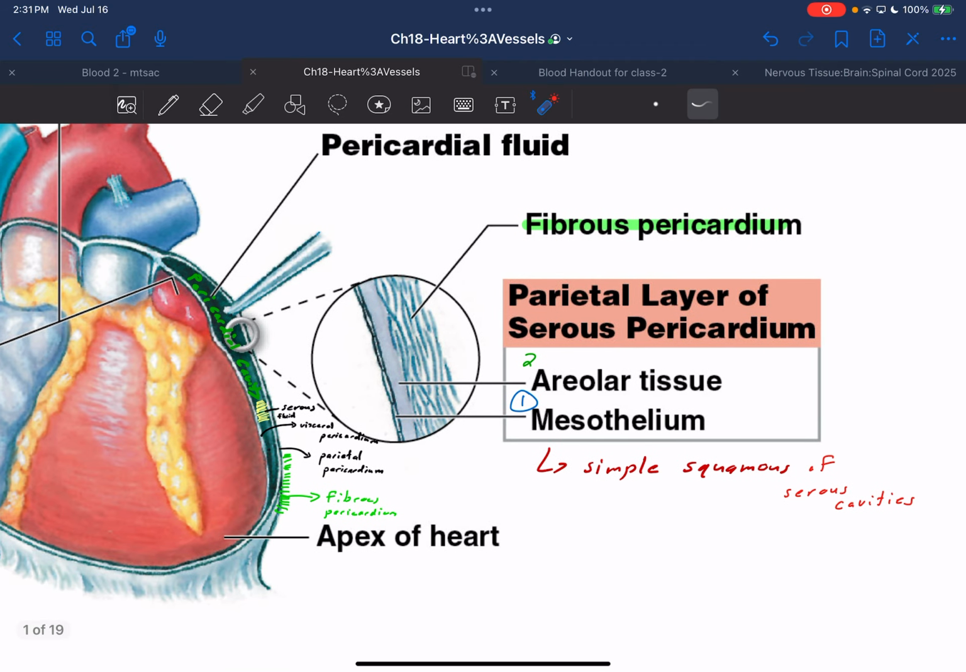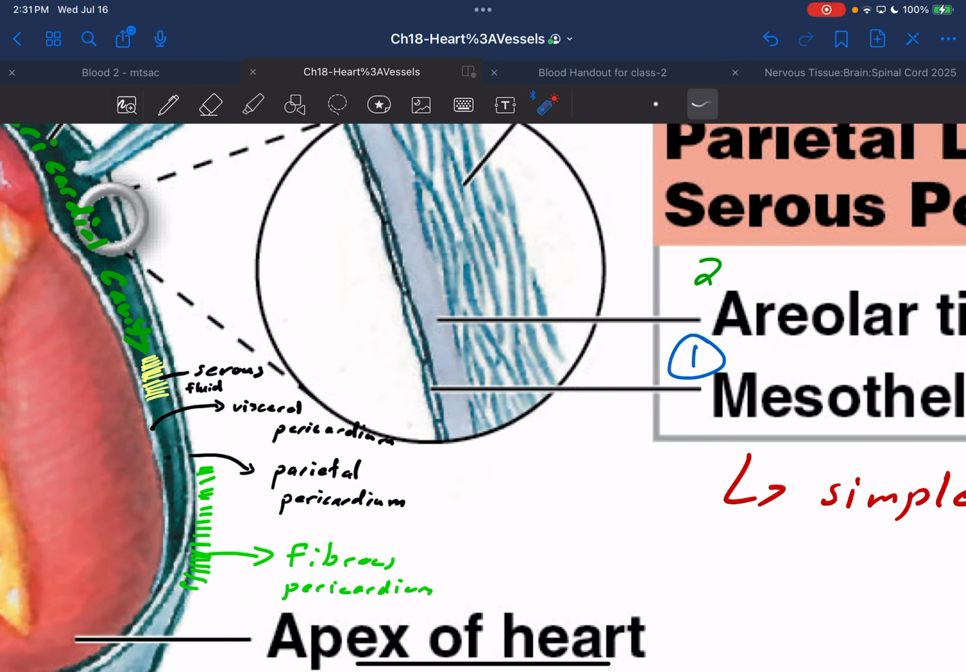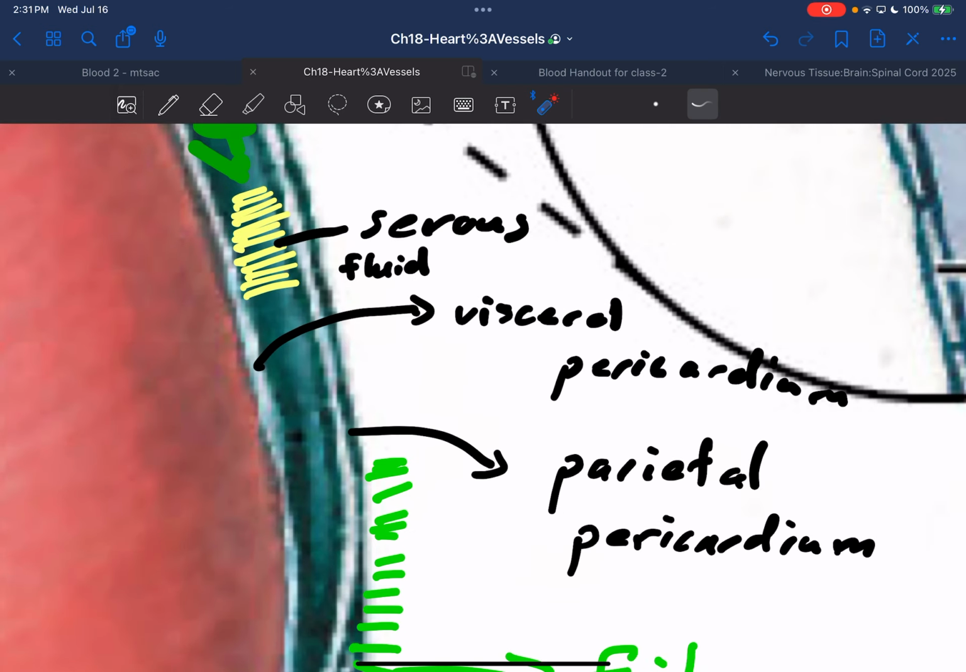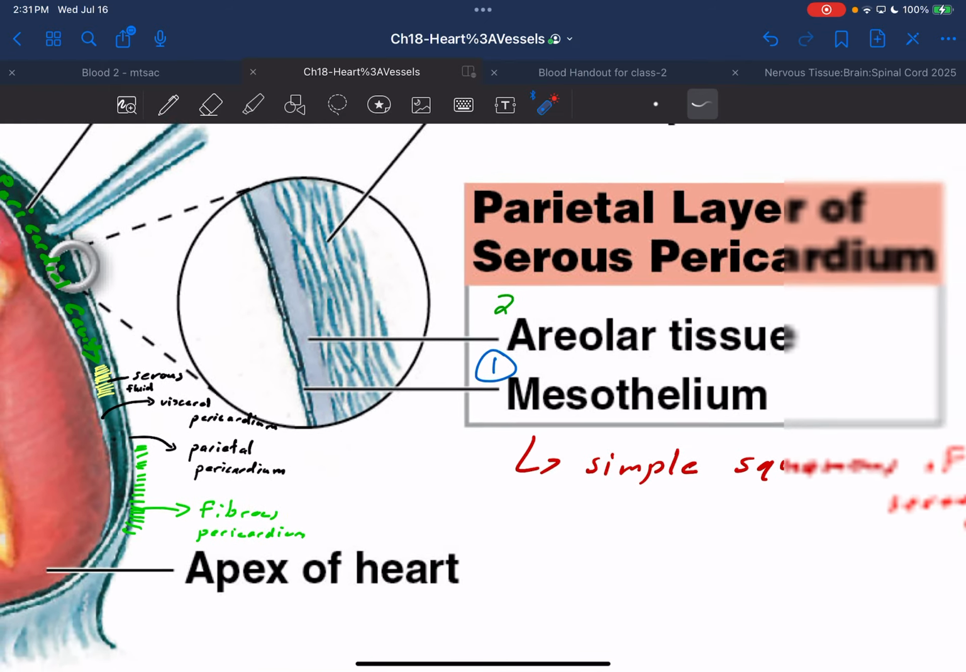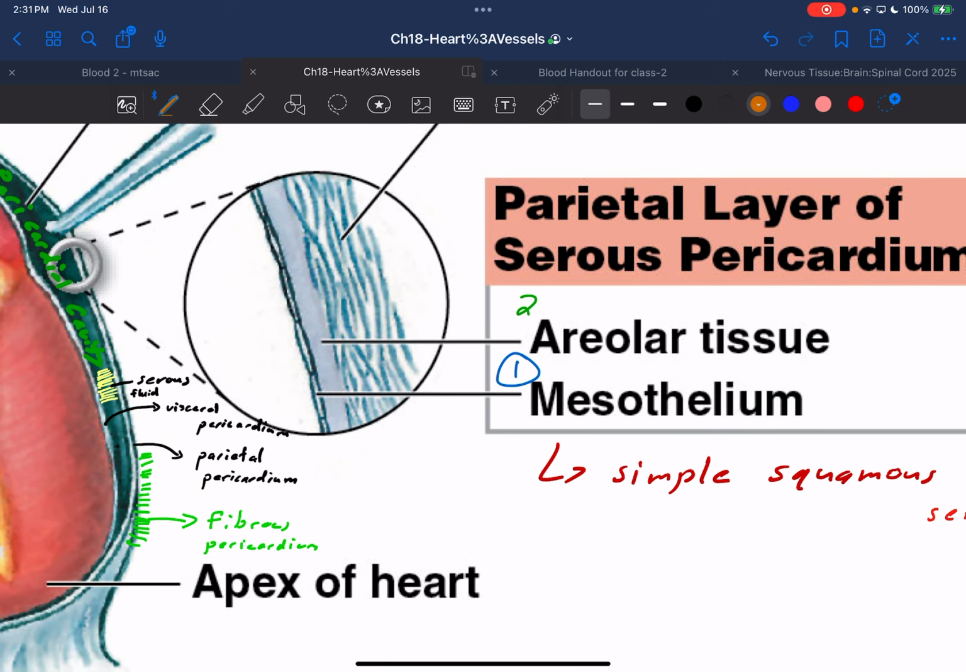Now, something to address now, that if we look at this fibrous pericardium, the outer fibrous tissue here, then we've made it to the outer wall, the parietal layer. This is the parietal layer, that is this wall here. And when you look at it, it should look pretty familiar what it is made out of. It's made out of areolar tissue. That's going to be right there at number 2. Let's put that number back in there, number 2. And number 1 is going to be mesothelia down there.